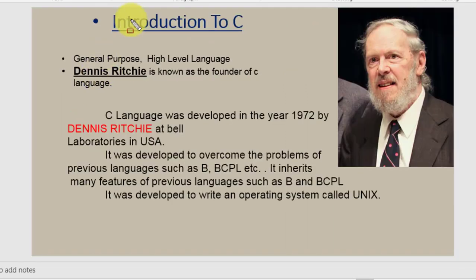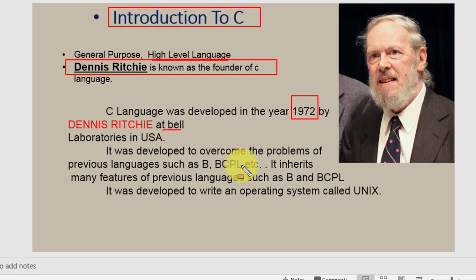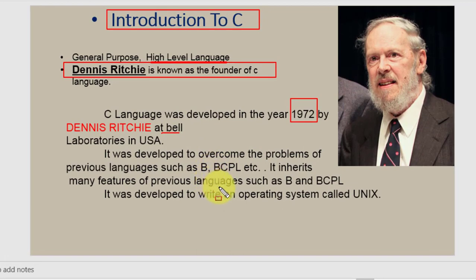Now, introduction to C. C is a general purpose high level language that was developed by Dennis Ritchie, who is known as the founder of C language. C language was developed in 1972 by Dennis Ritchie at Bell Labs in USA. It was mainly developed for the purpose of development of the Unix operating system.